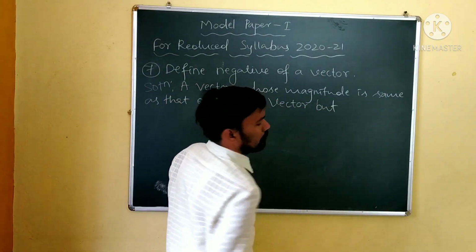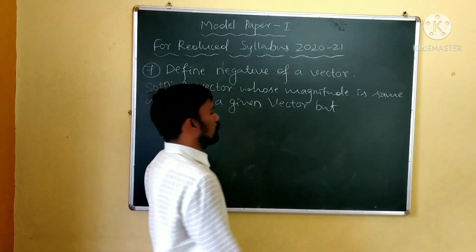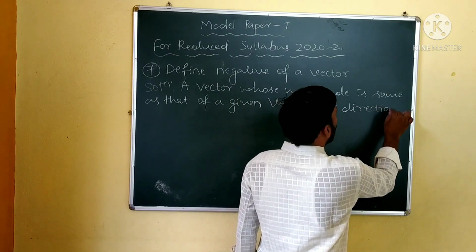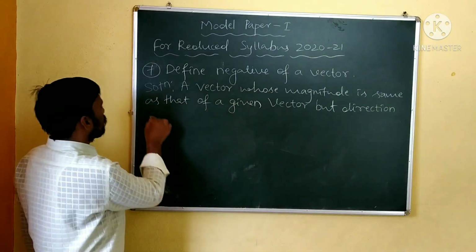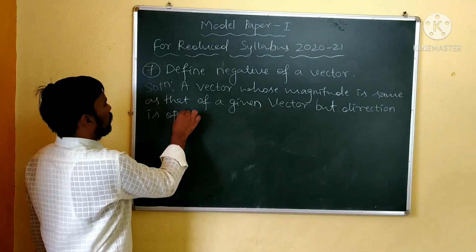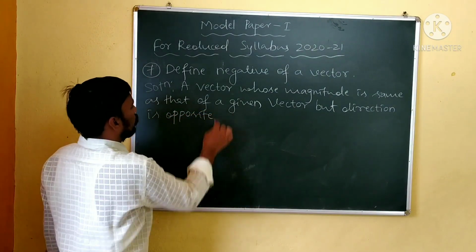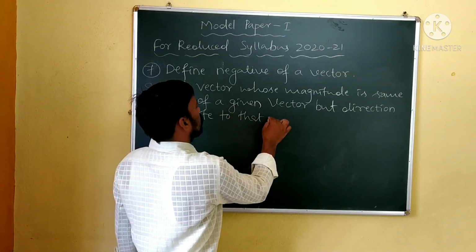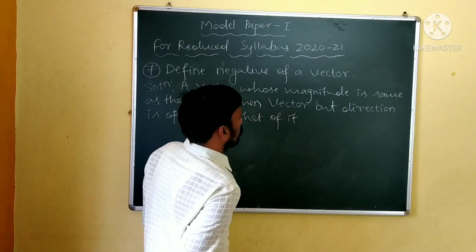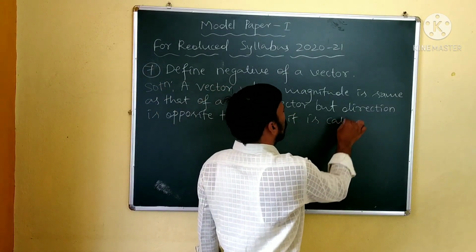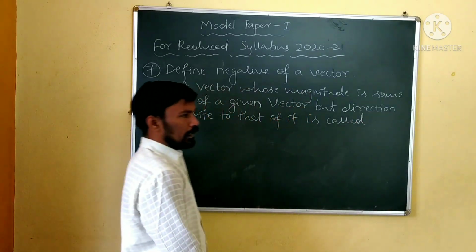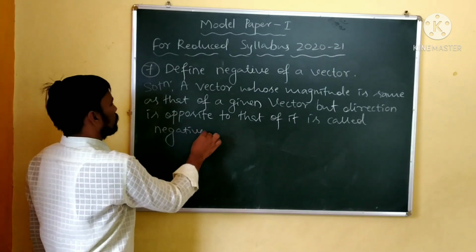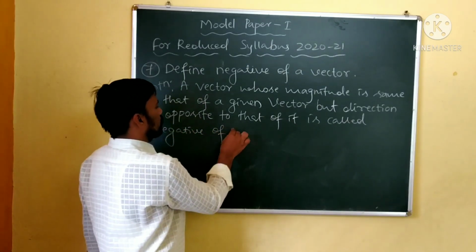But it is very important, the direction is opposite to that of it. A vector whose magnitude is the same as that of a given vector, but direction is opposite to that of it, is called the negative of a vector.